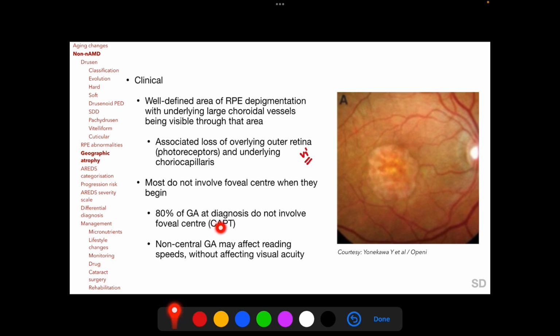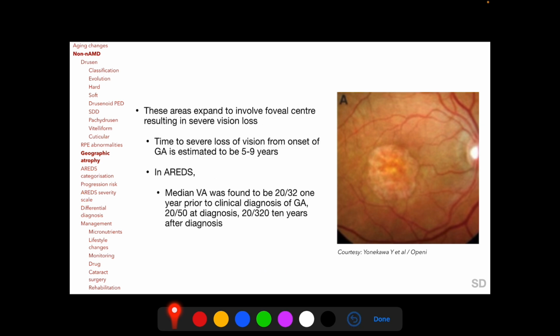The Complications of AMD Prevention Trial found that 80% of geographic atrophy at diagnosis does not involve the foveal center, but non-central geographic atrophy may affect reading speeds without affecting visual acuity. These atrophic areas may expand to involve the foveal center, resulting in severe vision loss. And the AREDS group found that the median visual acuity at clinical diagnosis of geographic atrophy was 20/50 but worsened to 20/320 10 years after diagnosis.